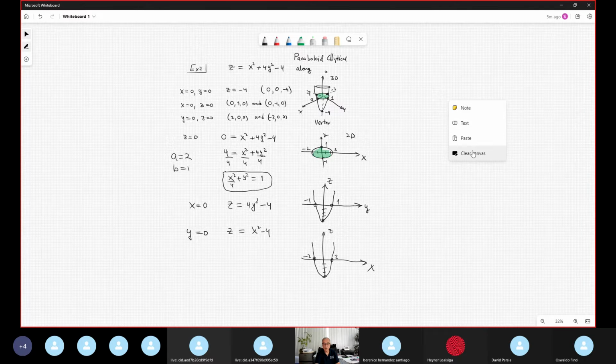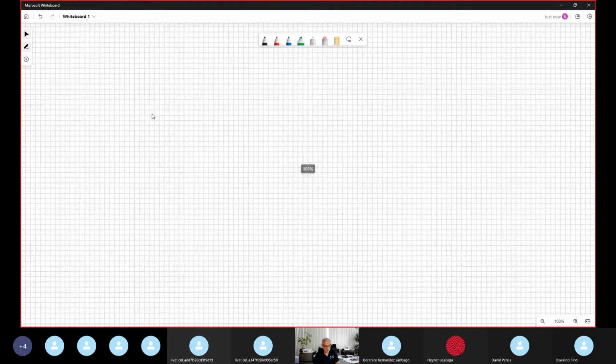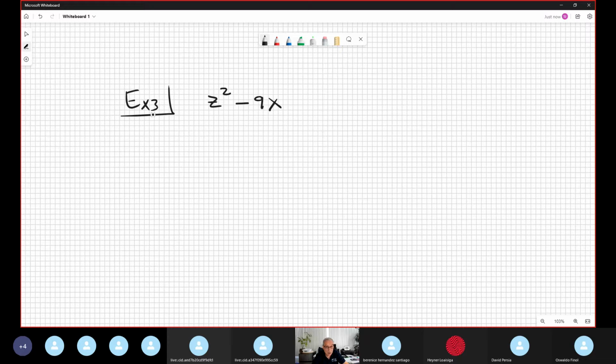Okay, erase everything. Let's move on to one more example. Example 3 is complicated. Example 3 is z squared minus 9x squared minus 4y squared equals 0. What do you think happened here? What identification? Try to identify it using the intuitive idea.